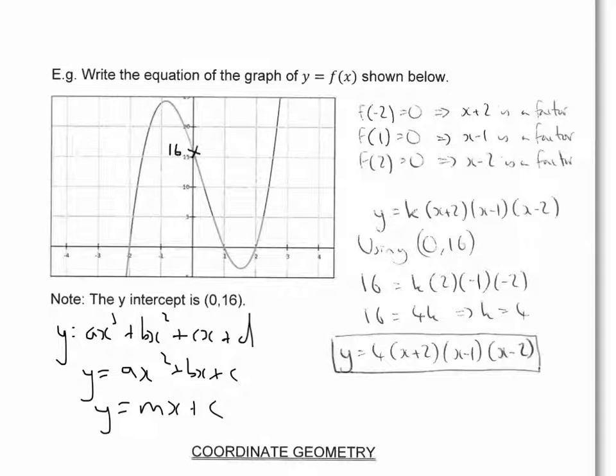Now, the factor theorem allows me straight away to transfer that into information. If you found that minus 2 gives you 0, then x plus 2 is a factor. If plugging in 1 gives you 0, then x minus 1 is a factor. If plugging in 2 gives you 0, then x minus 2 is a factor.